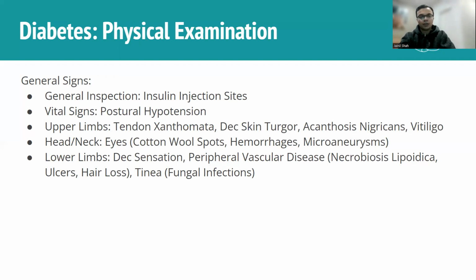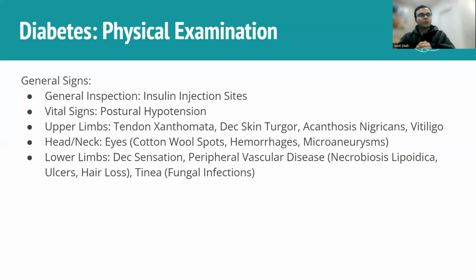Decreased skin turgor because they're going to be dehydrated. So this skin turgor, which you can check by lifting up a part of the skin, will be lost. It won't be as rigid as it normally is. Acanthosis nigricans is another skin change you can see, usually in the axilla, so in the armpits.